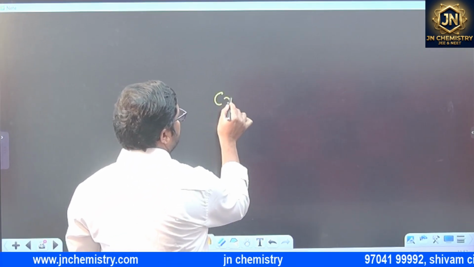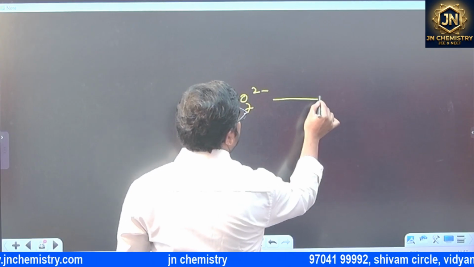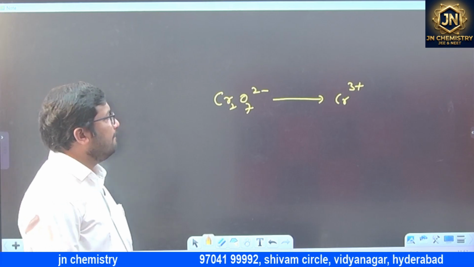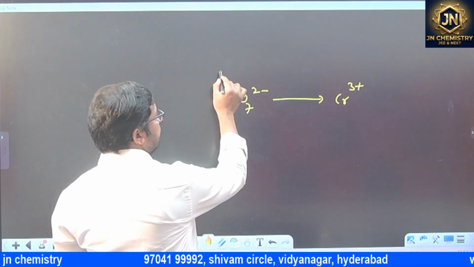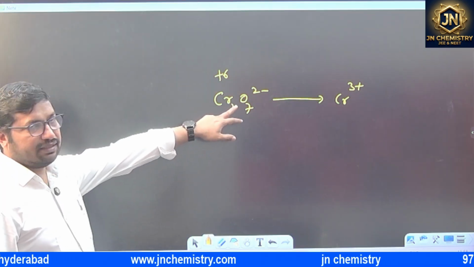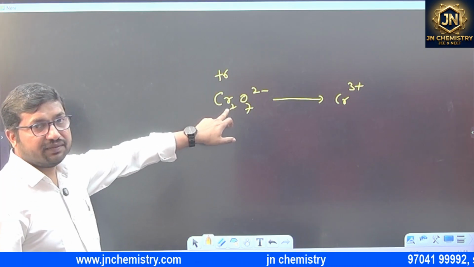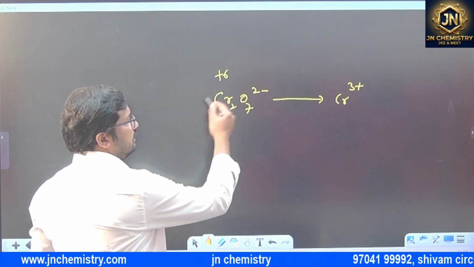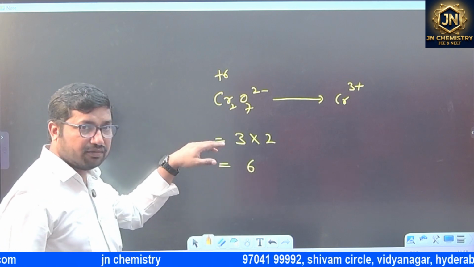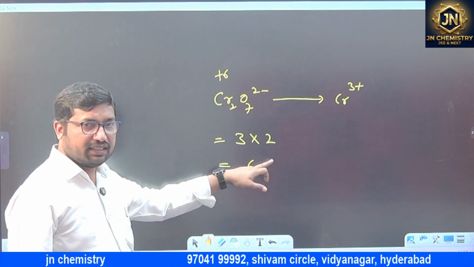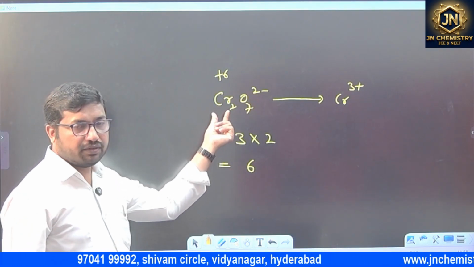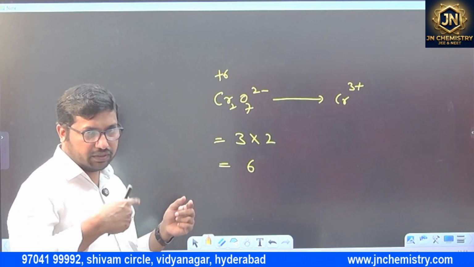For example, Cr2O7 2 minus gives rise to Cr3 plus. It is plus 6 to plus 3. Not minus 2, here if we take 1 mole there are 2 Cr, so 2 into 3, the difference is 3 into 2, 6. For example if there were 3, it would be 3 into 3. We take the number of molecules per mole, it can be any number.